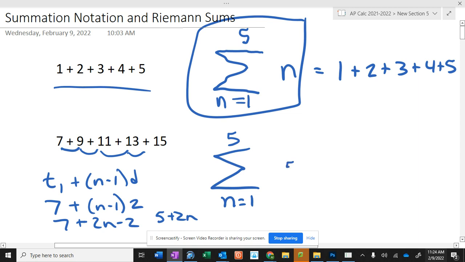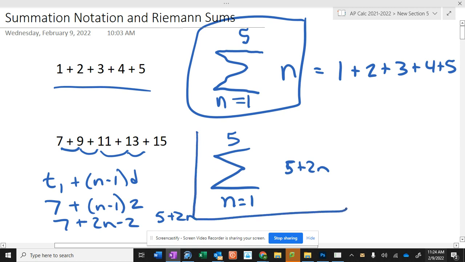Wait, isn't that what I had? No, you had 5n plus 2. Oh, yeah. So 5 plus 2n, if we put in a 1, we get 7. If we put in a 2, we get 9. If we put in a 3, we get 11. If we put in a 4, we get 13. If we put in a 5, we get 15. So this is summation notation of this.